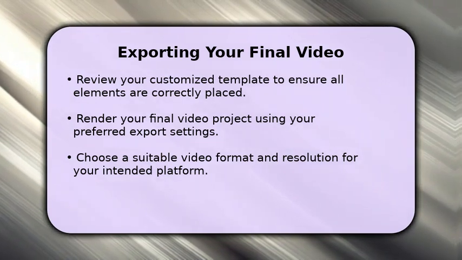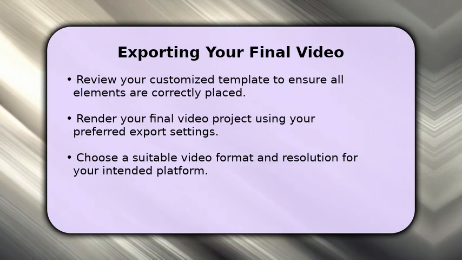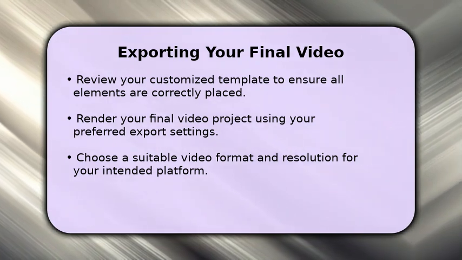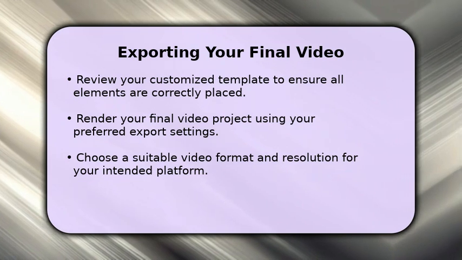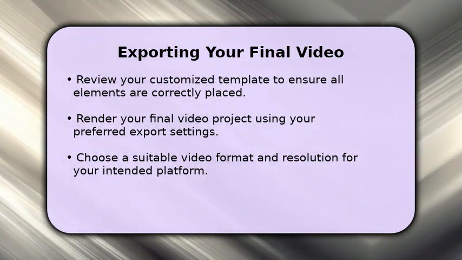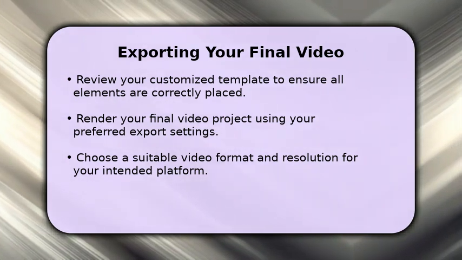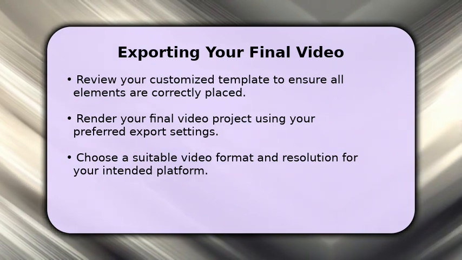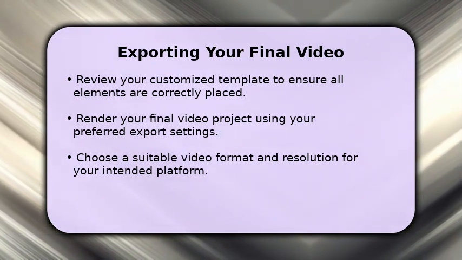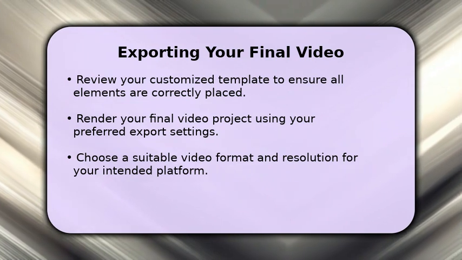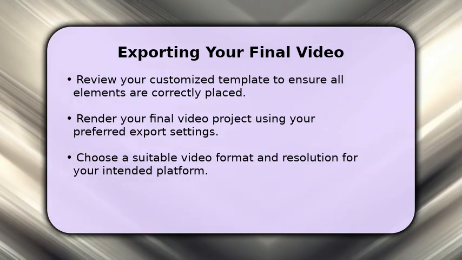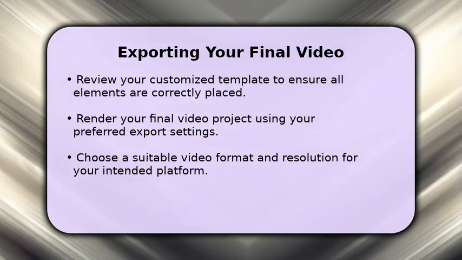Go to your software's export or render settings. Select your desired output format, such as MP4, and choose a resolution like Full High Definition or 1092 by 1080 pixels. Ensure the frame rate matches your project settings, typically 24 or 30 frames per second, for a smooth, high-quality final product ready for sharing.